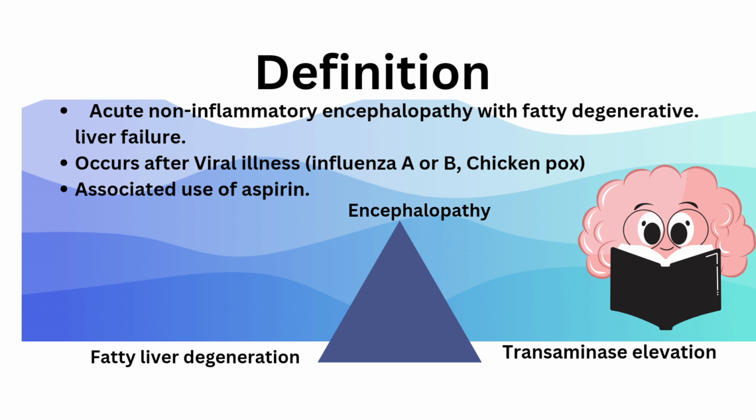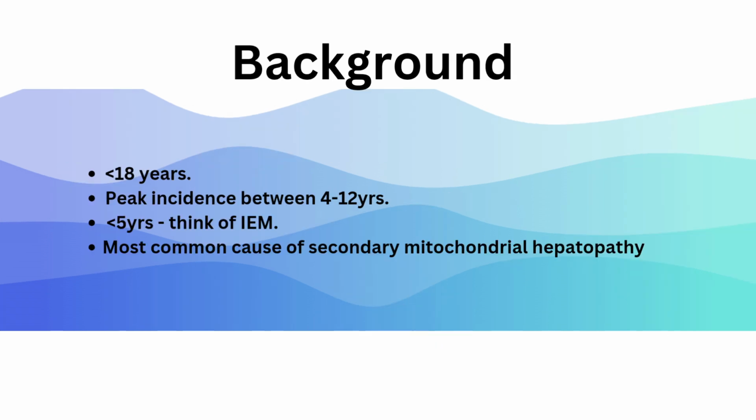And now during the recovery of the infection after using the aspirin, these kids have been found to develop symptoms of Reye syndrome. So Reye syndrome can be safely defined as a post-infectious triad consisting of encephalopathy, which is brain dysfunction, liver degeneration, which is liver dysfunction, and elevated liver enzymes. Reye syndrome commonly occurs at the ages of less than 18 years, with a peak incidence between the ages of 4 to 12 years. It has been found to be the most common cause of secondary mitochondrial hepatopathy.